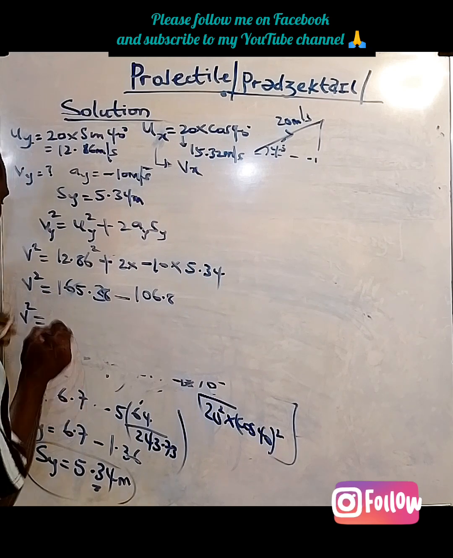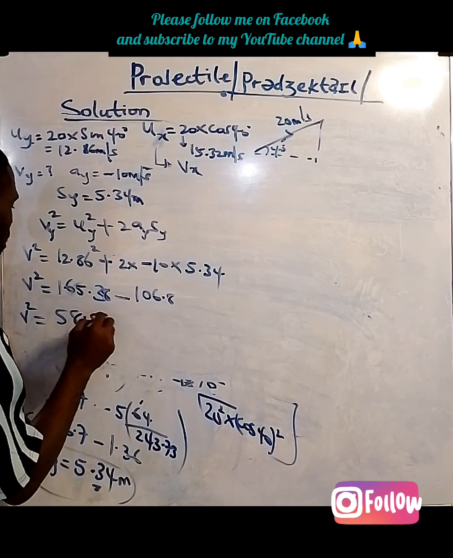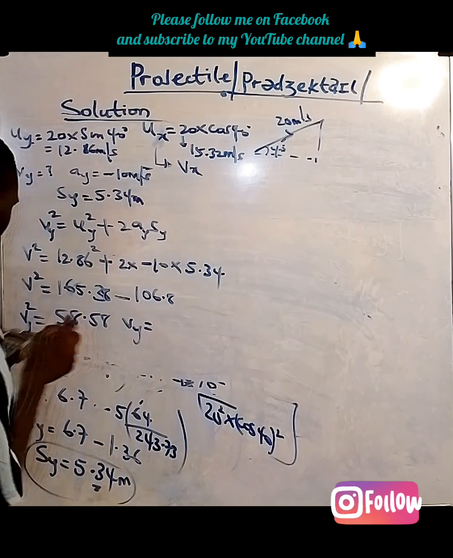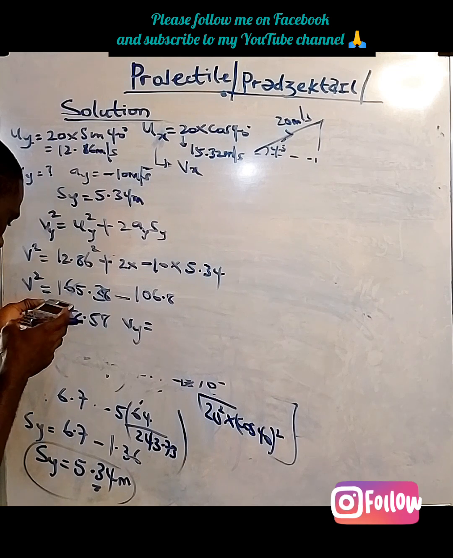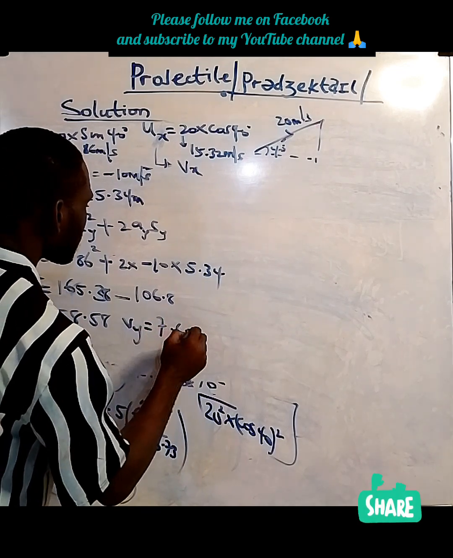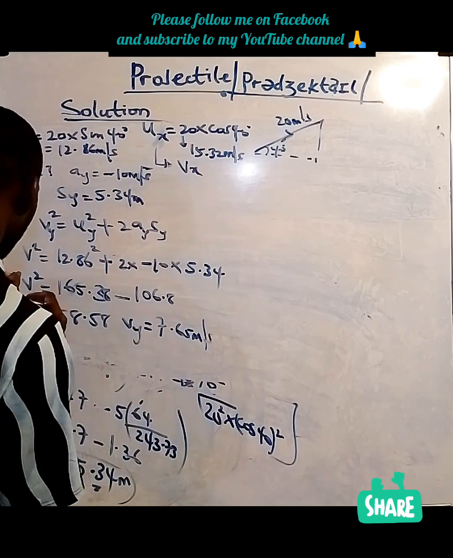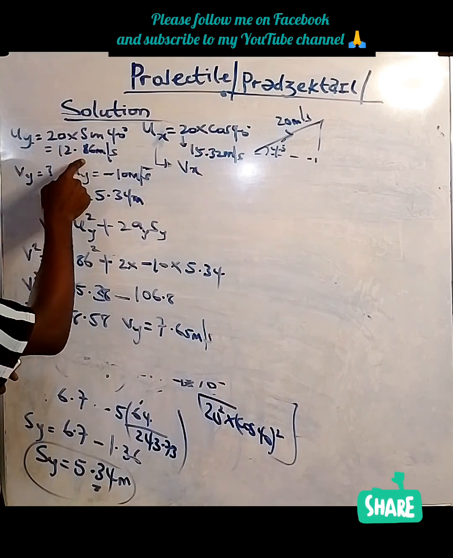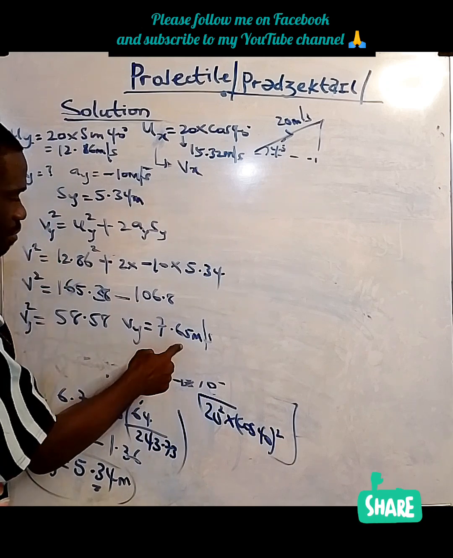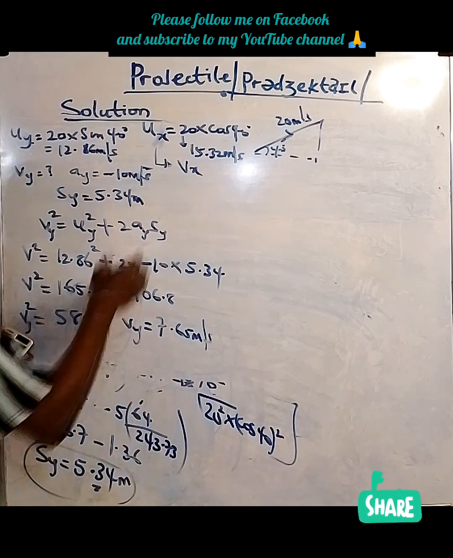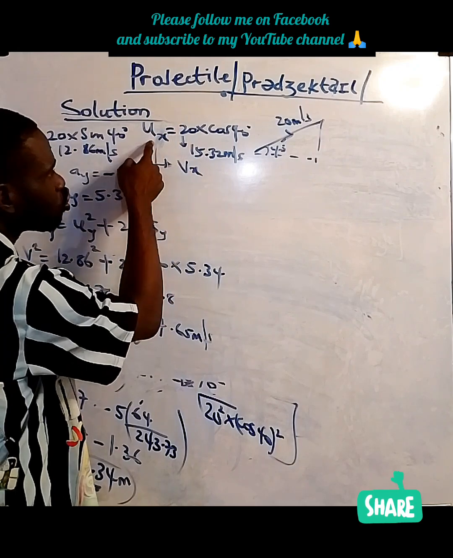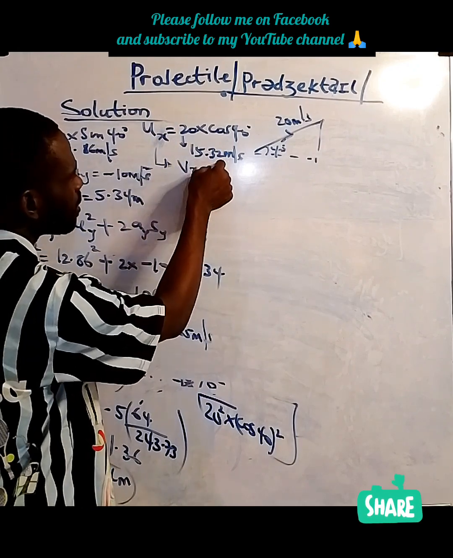We have 58.58. So the final speed along the y-axis will be the square root of this result. The square root of our answer is 7.65 meters per second. So the initial speed is 12.86 meters per second, and then the final speed is 7.65 meters per second. But for everything along the x-axis, the initial speed and the final speed are both 15.32.